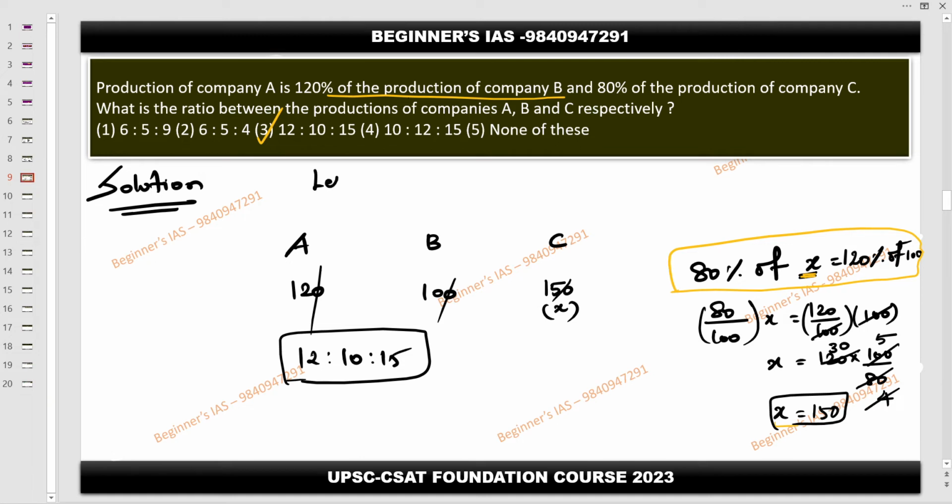Okay. So now if you want, let me write here. Then later, the production of the company. See, if unknown, just take unknown as 100. Okay.